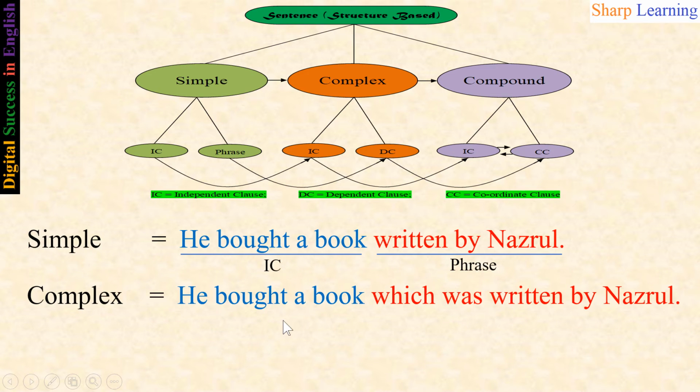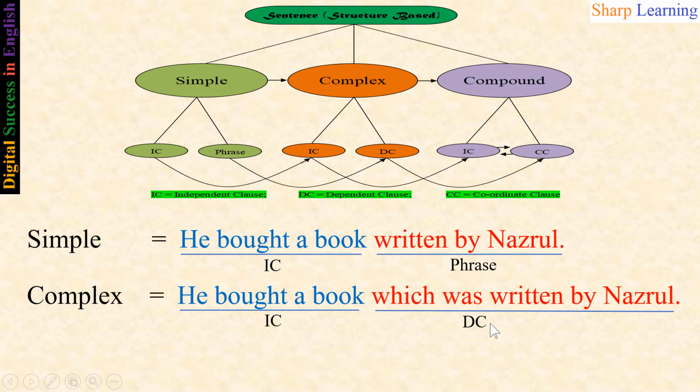See, this IC has remained an IC and this phrase has been transferred into a DC. That is, written by Nazrul. It was a phrase in the simple sentence, but which was written by Nazrul has become a DC in the complex sentence. How can a simple sentence be easily transferred into a complex sentence? The IC will remain IC and the phrase will be transferred into a DC, and nothing else.